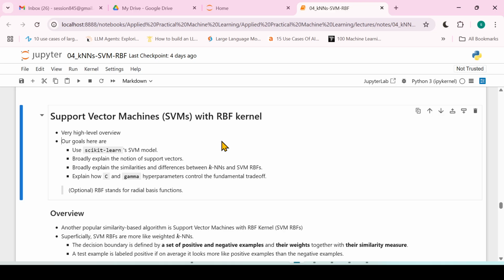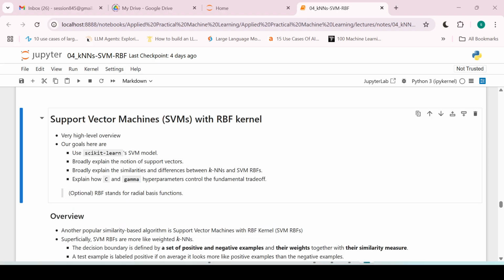Now let's talk about a different algorithm which is called support vector machines. Hello, now we'll talk about support vector machines. Again, we'll not discuss support vector machines in great detail, right? We'll see at a high level how support vector machines work, and how we can use the support vector machine with scikit-learn.